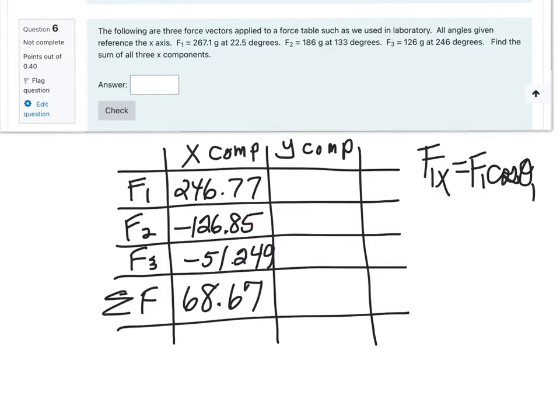I should draw this out for you, actually. And then F3, 126 grams, cosine 246. I get this number, and when I add them all together, I'm left with this. So I'm using this equation. To get the y components, I would use F1y equals F1 sine theta, and I would get those and add those.